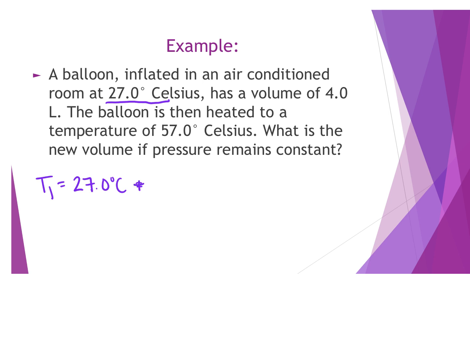You're going to add 273 to it. So what's 27 plus 273? 300 Kelvin. If I were you, I would just immediately convert my temps to Kelvin so you don't forget.